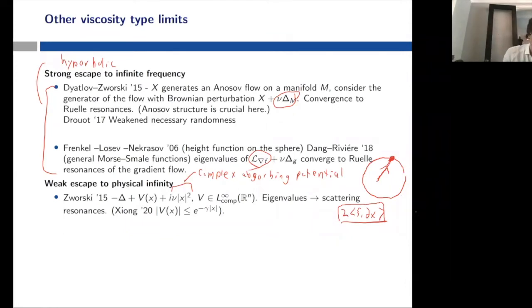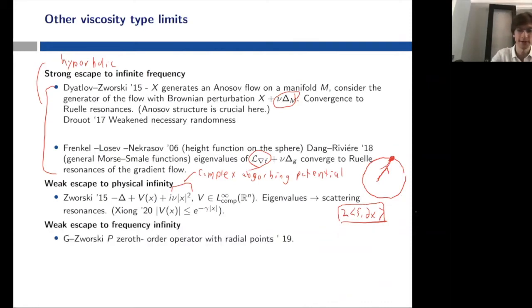And again, this exponential decay is really crucial here because it's compensating. Notice I don't have any extra assumptions in the strong escape case. Here I have to either assume it's, say, compactly supported or exponentially decaying, and this is because I have this very slow escape to infinity. Okay, and so the place where this zeroth order viscosity limit fits in is we have weak escape to frequency infinity, right? And the reason we have weak escape to frequency infinity is because we have a zeroth order operator with some kind of radial source sink structure.